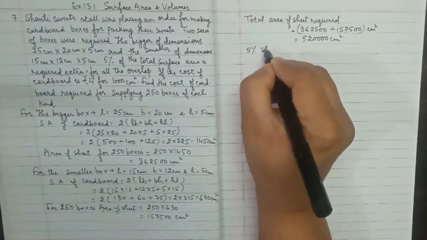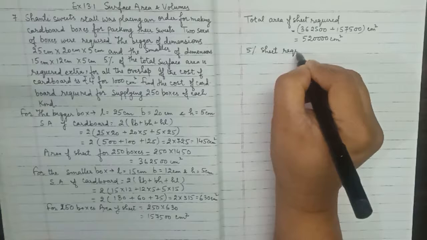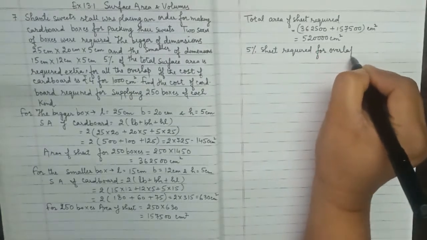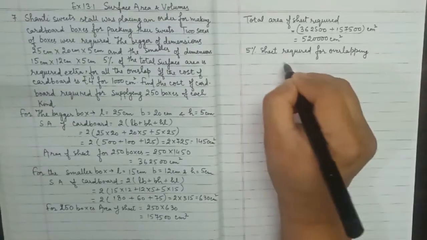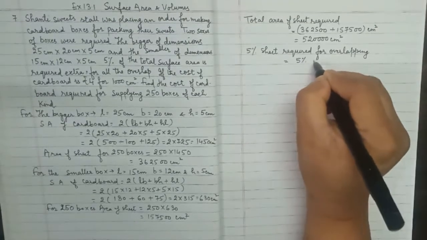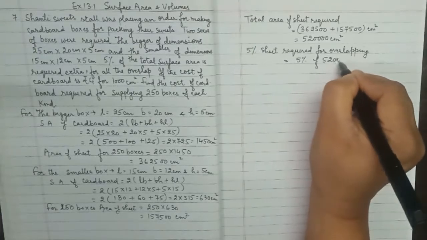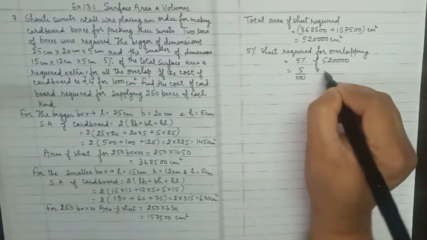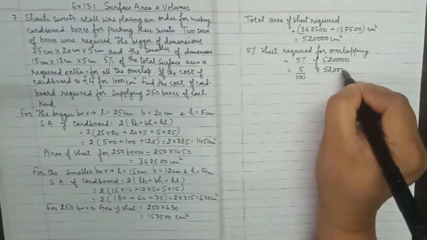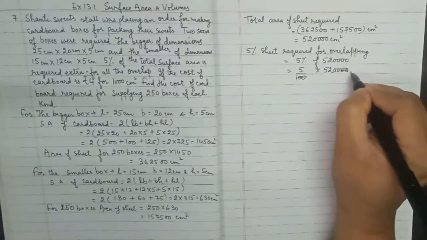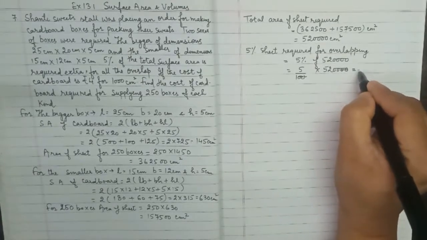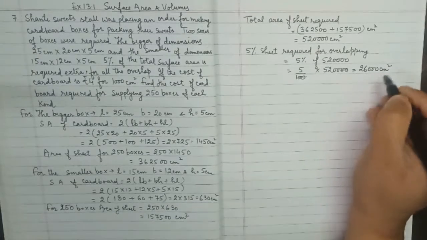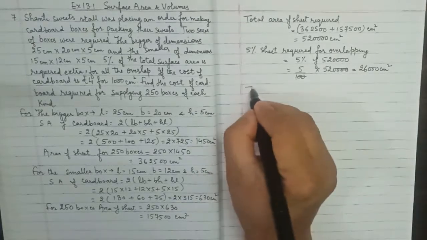5% sheet required for overlapping will be equal to 5% of 520,000, which is equal to 5 upon 100 into 520,000. 2 zeros cancelled, and this will be equal to 26,000 centimeter square.